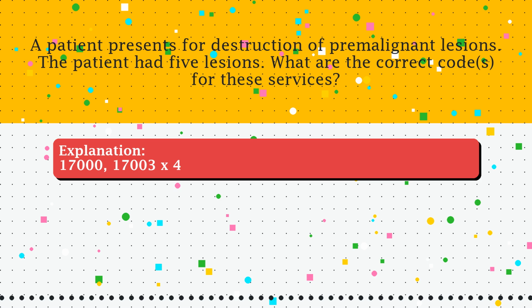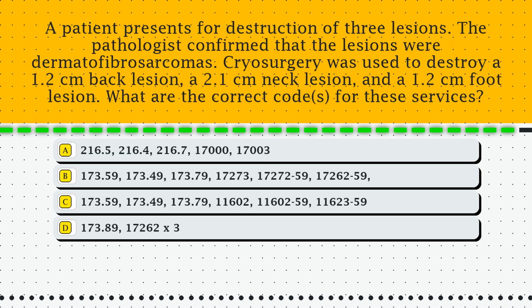Question 43. A patient presents for destruction of 3 lesions. The pathologist confirmed that the lesions were dermatofibrosarcomas. Cryosurgery was used to destroy a 1.2 cm back lesion, a 2.1 cm neck lesion, and a 1.2 cm foot lesion. What are the correct codes for these services? Option A, 216.5, 216.4, 216.7, 17000, 17003.